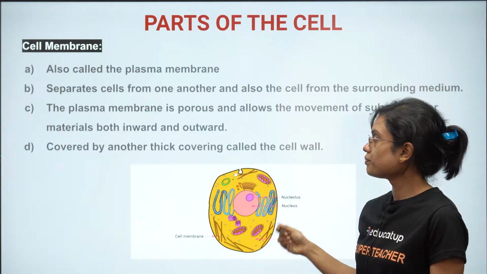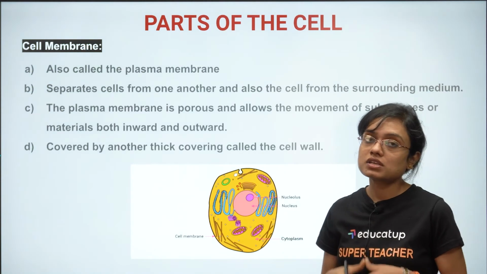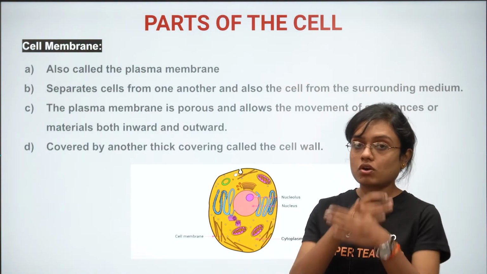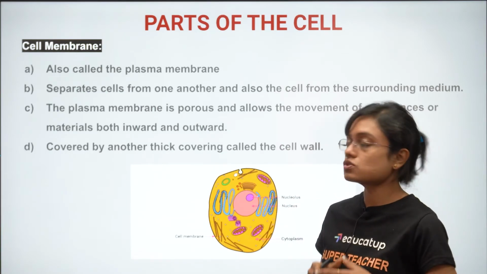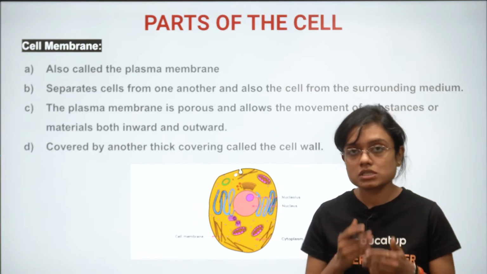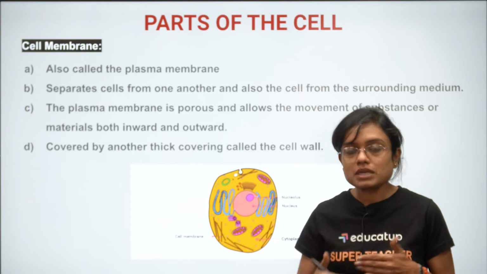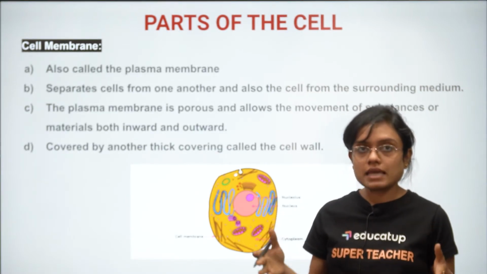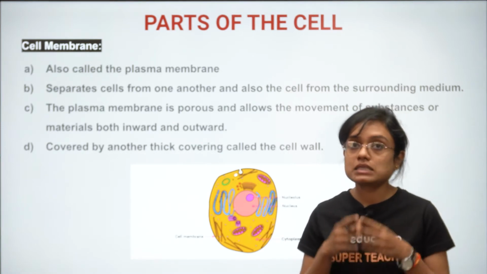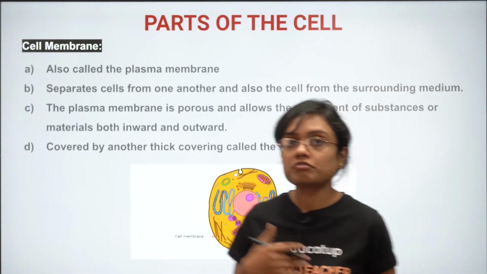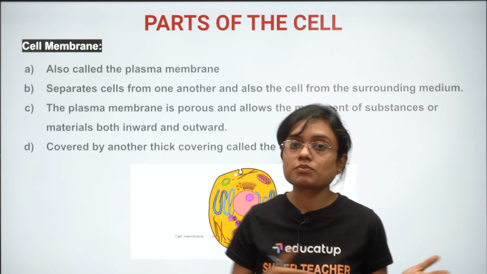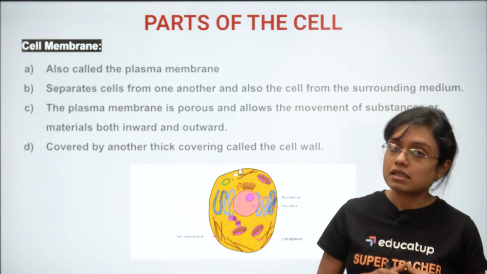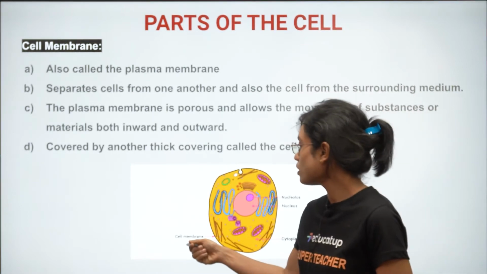Let's move ahead. Now, parts of the cell, and the first we are going to discuss is the cell membrane, which is actually the boundary or the border of the cell. It is also known as plasma membrane because it is surrounding the plasma. It separates the cell from another cell, and the plasma membrane is porous and allows the movement of substances or materials both inward and outward. It is covered by another thick covering called the cell wall.